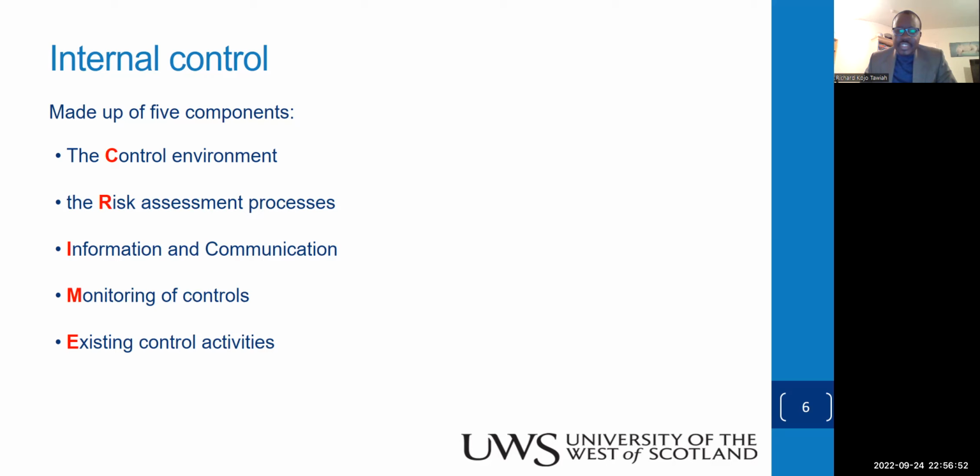Then the information and communication, very key. We need to communicate clearly through the right channels and ensure that it is well understood. The systems can actually speak to each other, okay? Then monitoring these controls, how effective they are, can they help us effectively achieve our objectives? And then what are the existing control activities? So we remember this COSO framework, the 5 components from the Treadway Commission's report.